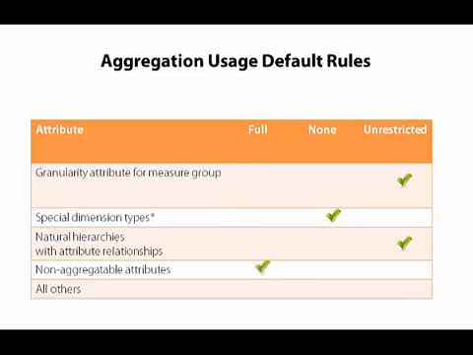A non-aggregatable attribute is one for which the IsAggregatable property is set to false. In that case, the full setting is applied. Every member needs to be represented in every aggregation. For everything else, Analysis Services excludes the attribute from all aggregations.